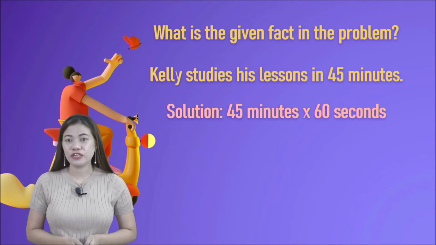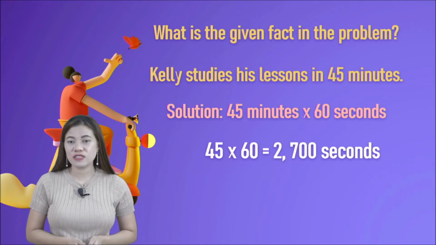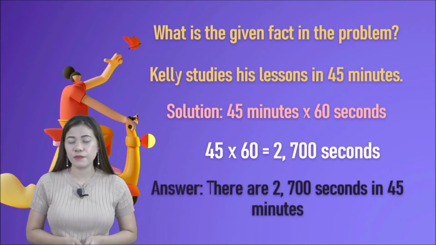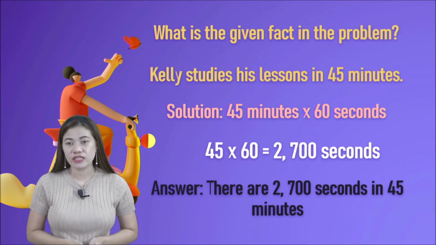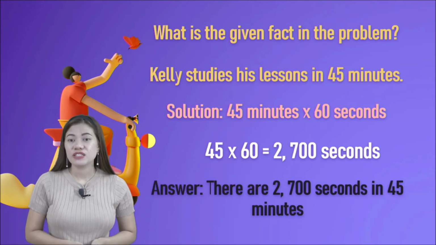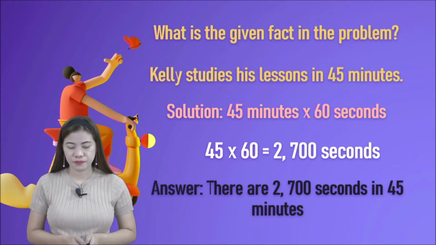Okay? So 45 times 60 is equal to 2,700 seconds. So our final answer, there are 2,700 seconds in 45 minutes. Again, there are 2,700 seconds in 45 minutes.